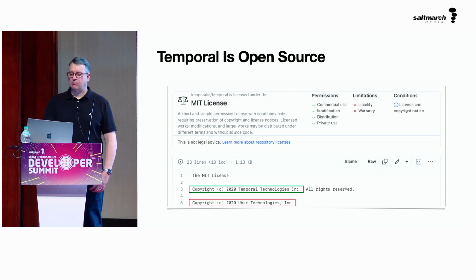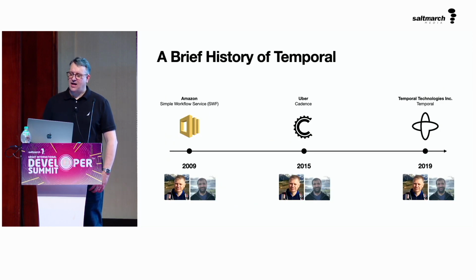So if you look at the copyright notice for the server software, on line 3, we have Temporal Technologies. That's the company I work for. That's the company that sponsors the development of Temporal. And then you look a couple lines down and it says Uber Technologies, the ride-sharing company. And you think, well, that's odd. Why would that be? Well, let me explain why that would be.